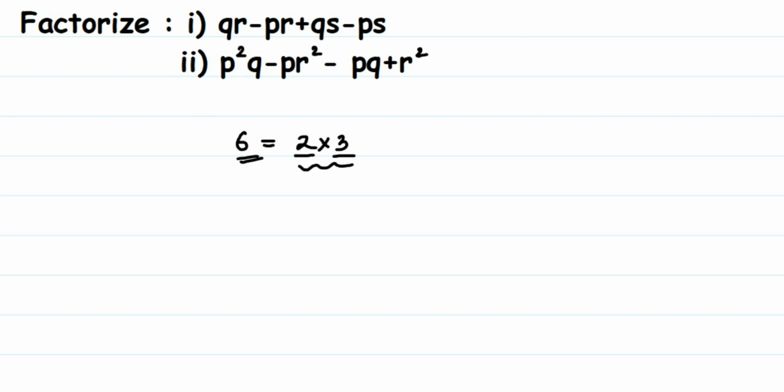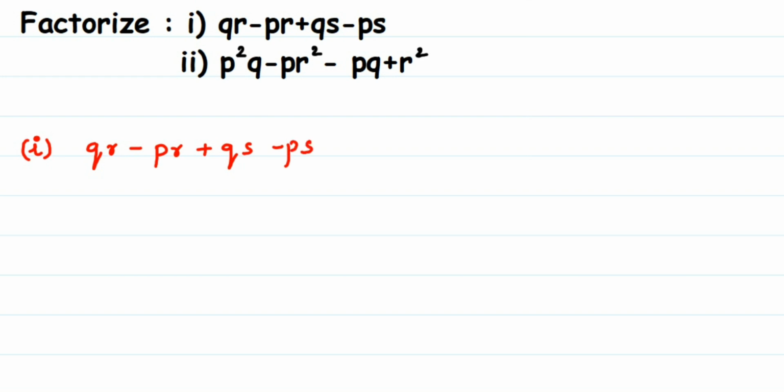Similarly, here I have this question with the 4 terms. I have to factorize and write something multiplied by something, like there should be multiplication there. So how to do this? We have 4 terms here: qr minus pr plus qs minus ps.